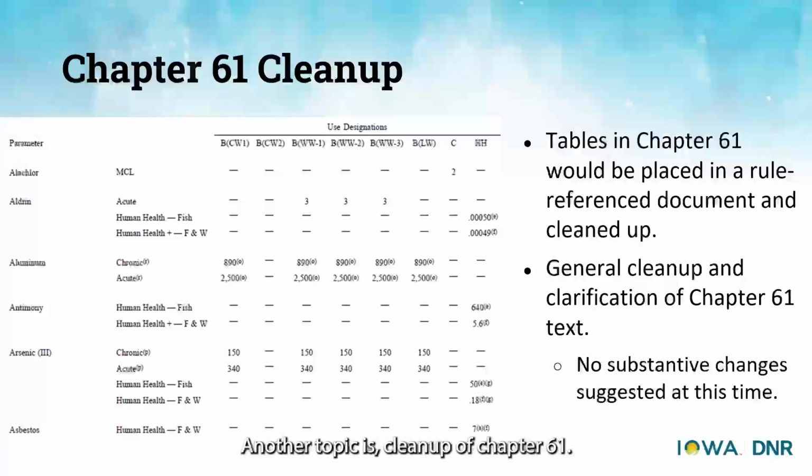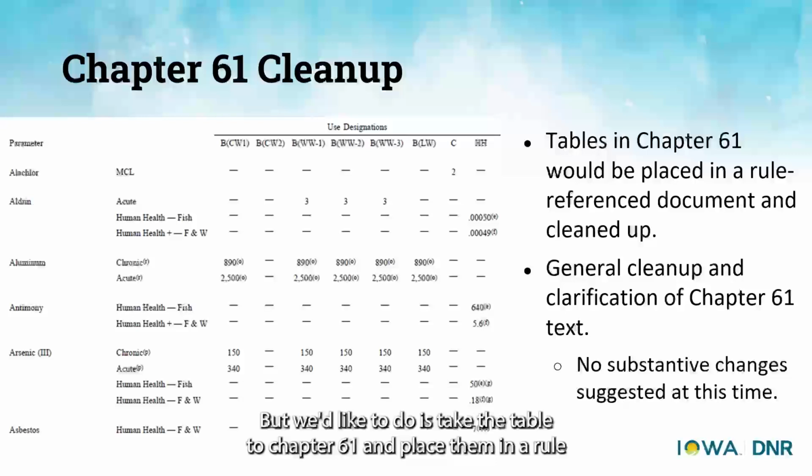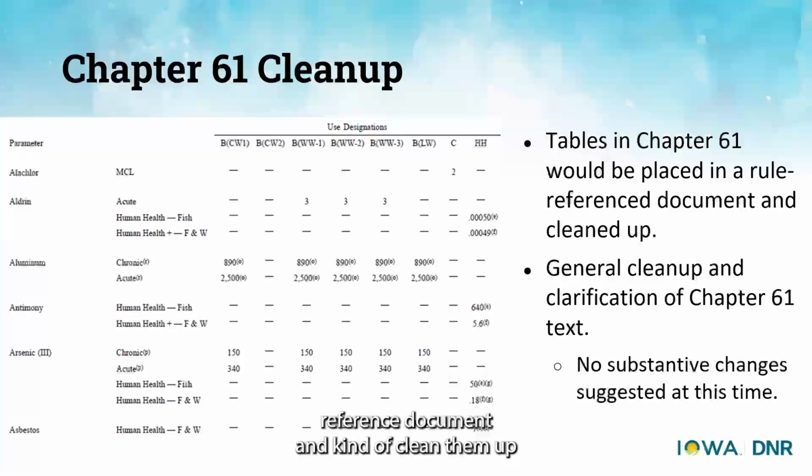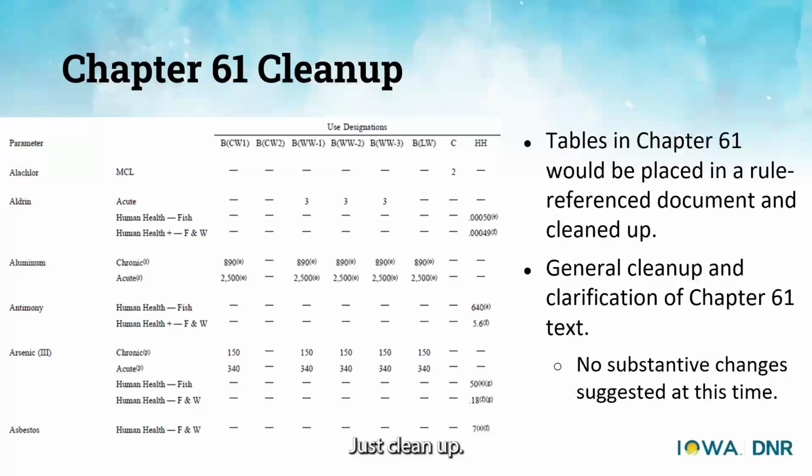All right, another topic is cleanup of Chapter 61. So Chapter 61 is the water quality standards chapter. What we'd like to do is take the tables in Chapter 61 and place them in a rule reference document and kind of clean them up because they're really hard to use and follow right now. And then also do a general cleanup and clarification of the text in Chapter 61. Just cleanup, no substantive changes would be suggested.